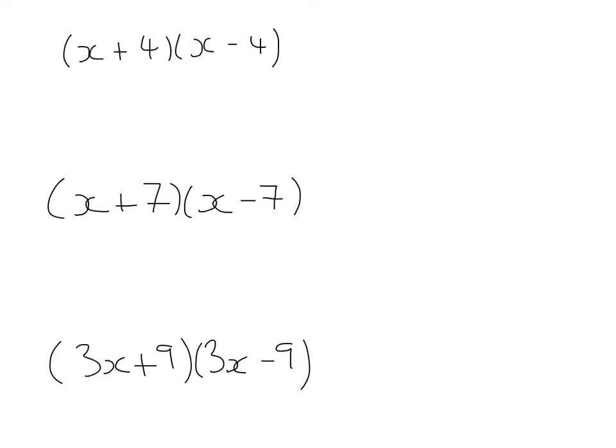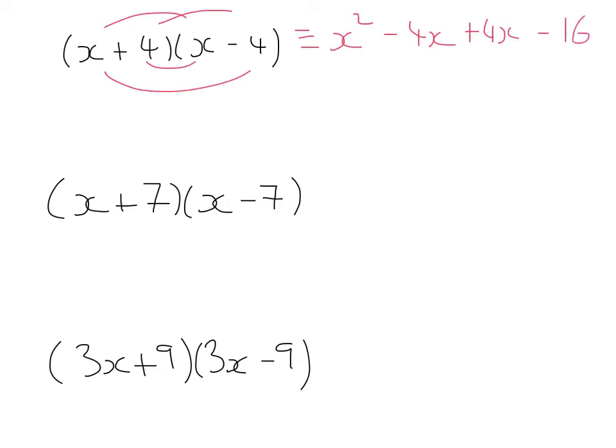Going to introduce a very important result in algebra just by looking at these three examples here. Starting with the first one, if I expand those brackets, I'm going to get x times x, which is x squared, x times negative 4, negative 4x, 4 times x is positive 4x, and then 4 times negative 4 is negative 16.